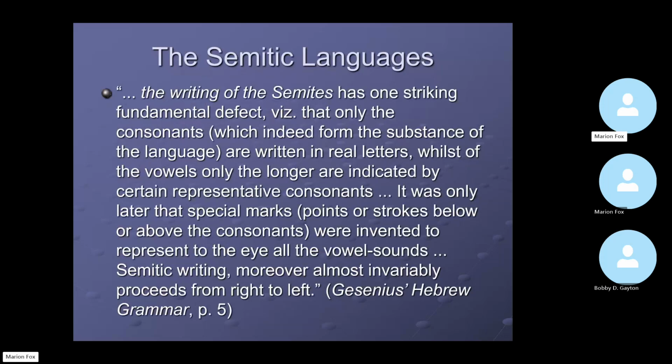Semitic writing, moreover, invariably proceeds from right to left. In English, we write from left to right, but they write from right to left. So the reading goes from right to left. What would be the last page in an English book would be the first page in a Hebrew book. So they would go from what we call the back of the book to the front, and that reads just backwards. In the Hebrew Bible, Genesis 1:1 is on the far right-hand page, which would be the last page in an English book.